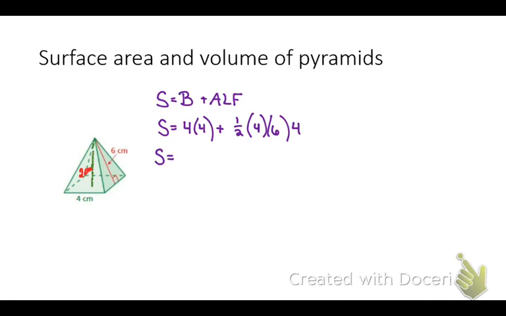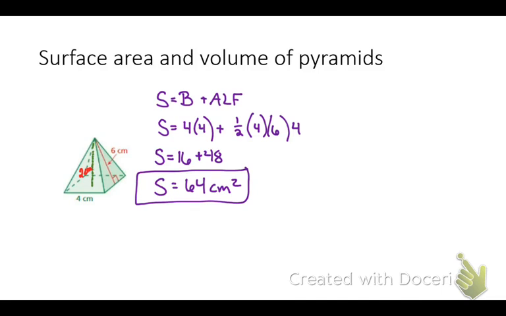S equals, what's 4 times 4? 16. What's half of 4? 2. What's 2 times 6? 12. What's 12 times 4? 48. Okay, so my surface area equals 16 plus 48, which is 64 centimeters squared.